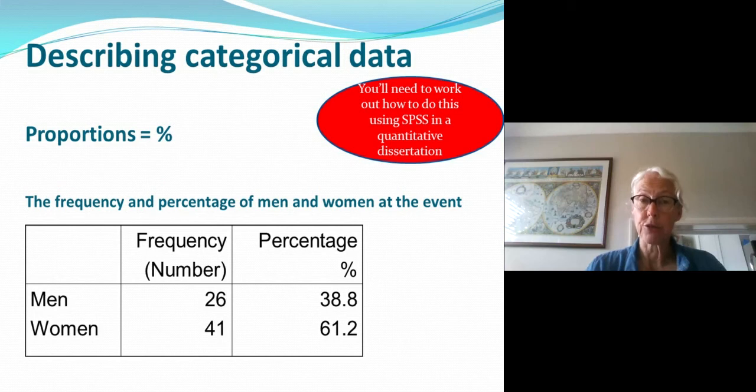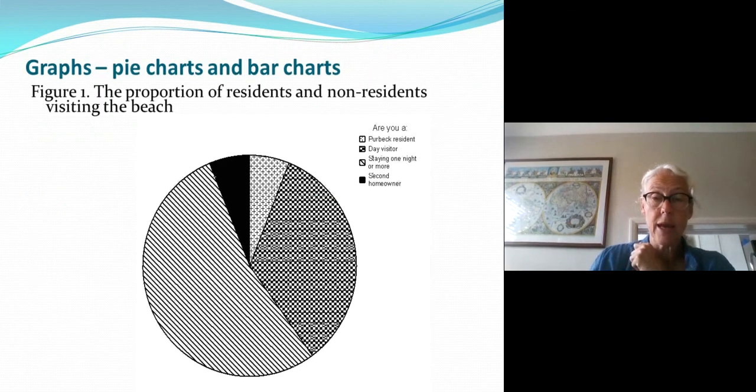It's quite helpful to sort of present this data at the start about our respondents, but we'll also want to present this kind of data about most of the questions that they've answered. So it's important that you understand how to do this in SPSS in a quantitative dissertation. We can also present that kind of data in various graphs. So I've got a pie chart here.